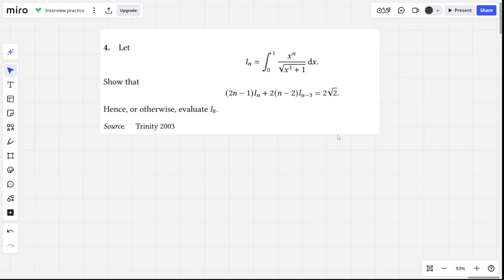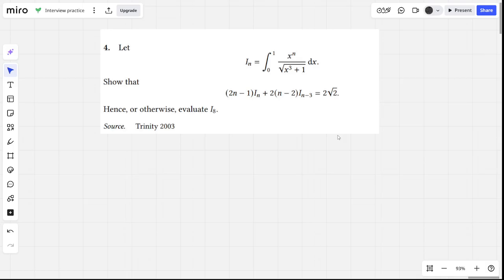So, let I_n be equal to the integral from 0 to 1 of x to the n over the square root of x cubed plus 1. Show that (2n minus 1) I_n plus 2 times (n minus 2) times I_(n minus 3) is equal to 2 root 2, which is very interesting. This is going to be the first part. Show that. Hence, or otherwise, evaluate I_8.